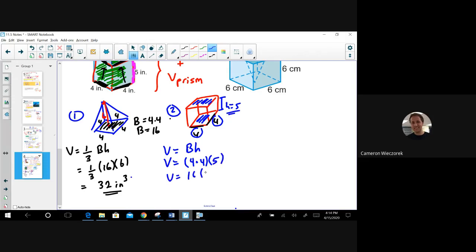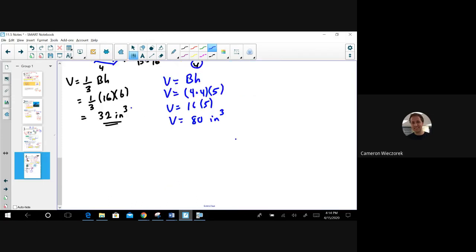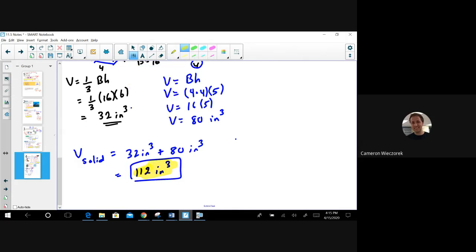16 times 5 is 80. So I get 80 cubic inches of volume. Last but not least, I have to add them together. So the volume of the solid, the whole house-looking object, is 32 cubic inches plus 80 cubic inches, which would be 112 cubic inches of volume. So just adding the volumes together. Okay, so that'll do it for the first one.